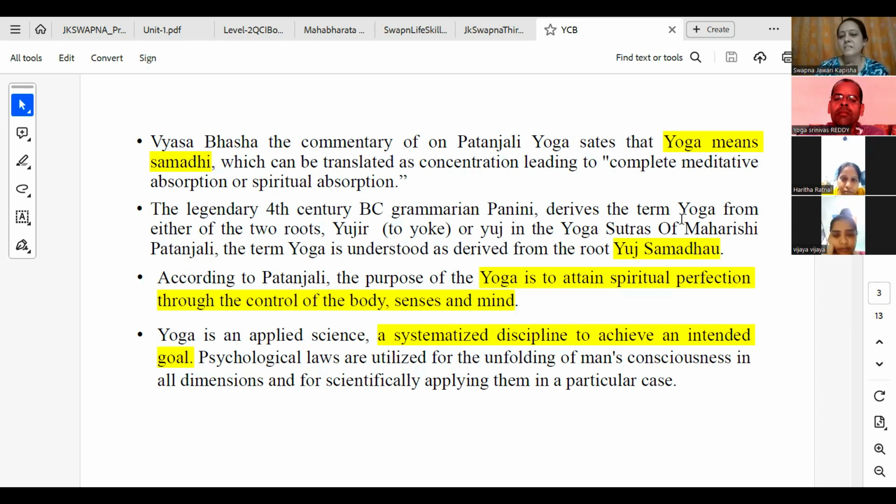And if we come to the modern era, yoga is an applied science. It is a systematized discipline to achieve an intended goal. What is the goal of human beings? To stop sufferings. In general, a person always wants to cease his sufferings. He always wants to be in pleasure, to be happy, to have a disease-free life. So suppose my goal is to live healthy without any diseases, I can use yoga as a science. I can apply yogic methodology or yogic principles in my way of living to achieve my goal. What was my goal? To be disease-free.